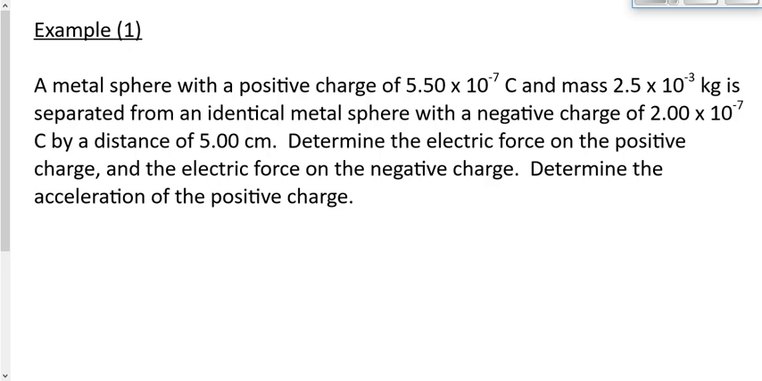Let's take a look at example number 1. A metal sphere with a positive charge of 5.5 and a mass of 2.5 is separated from an identical metal sphere, so same mass, but this one has a negative charge of 2.0 times 10 to the negative 7, by a distance of 5 centimeters. What's the electric force on the positive and the negative, and what's the acceleration of the positive charge? Picking up the red pen here, what do I want to circle? What do I want to draw attention to in this question?